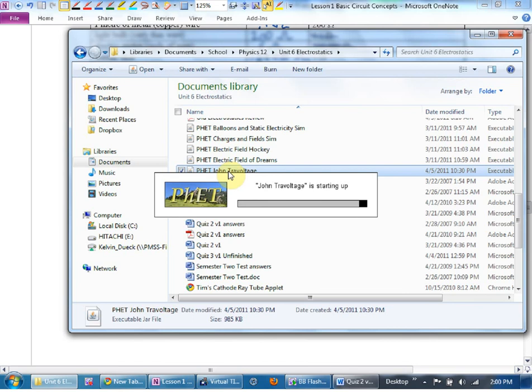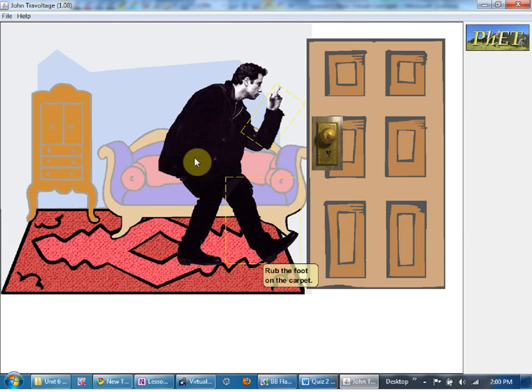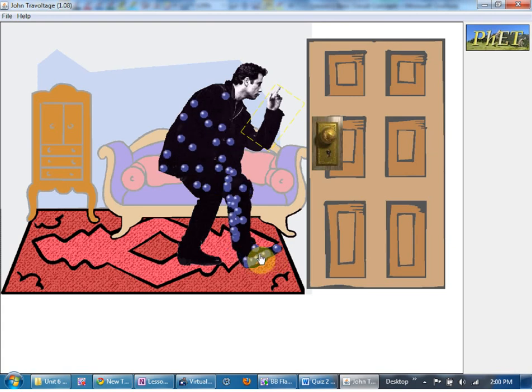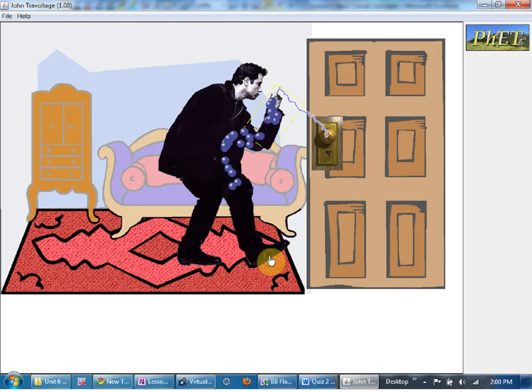So here's our friend John, and what he's going to do is rub his foot on the carpet, pulling off electrons from the carpet and transferring them to his body. And they're going to repel each other. They're going to try and gather along the surface of John. And when enough of them gather, there's enough potential energy, enough voltage, enough energy per coulomb for them to ionize the air and make the jump.